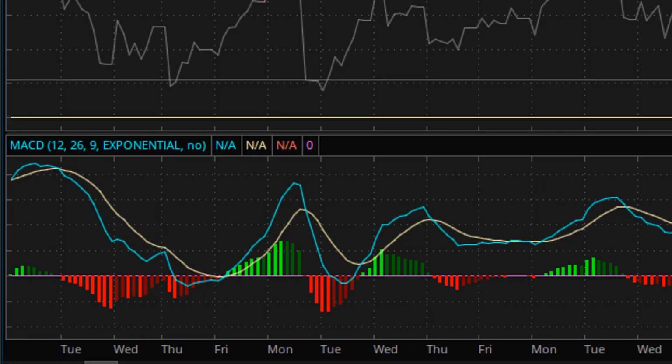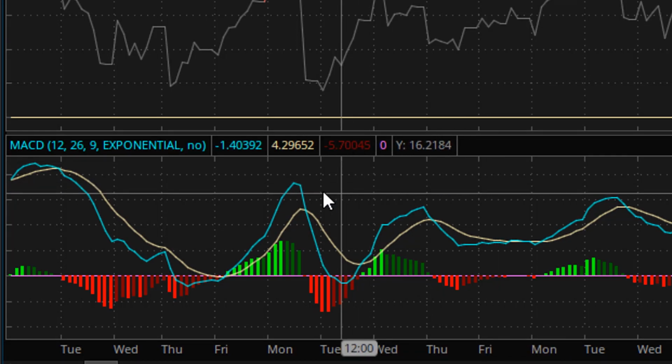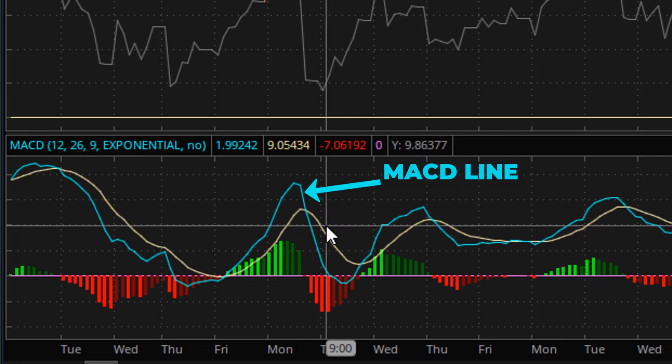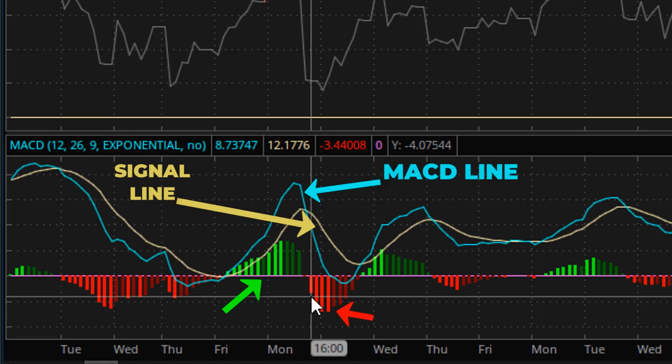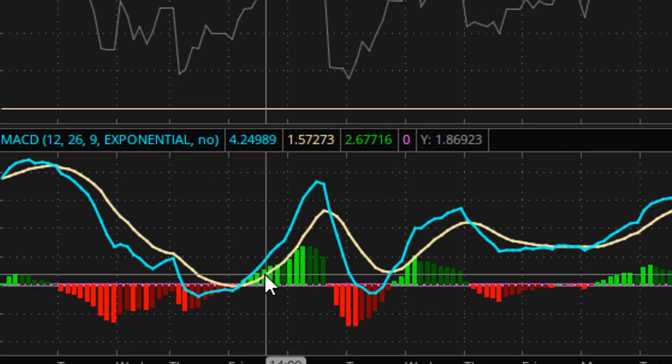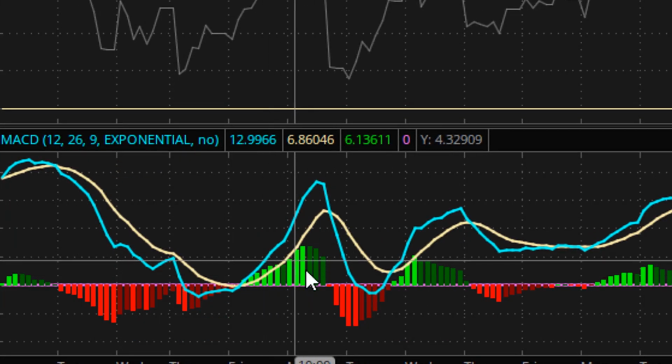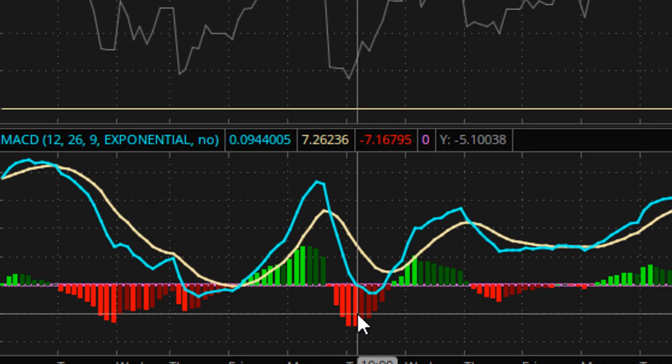So to start things off, let's look at the MACD and label each part of it, right? The blue line is going to be the MACD line, the yellow line is going to be the signal line, and the green and red bars are going to be the momentum indicators. Now, the higher the green bars, the more positive momentum, and the lower the red bars, the more negative momentum.